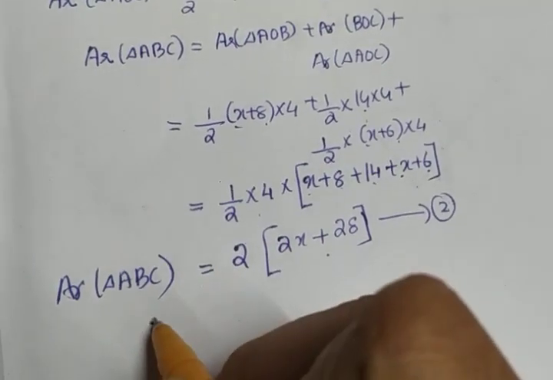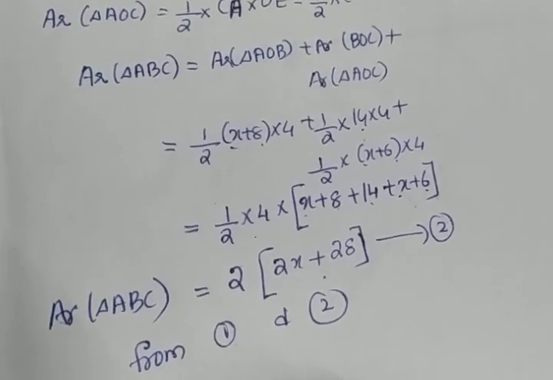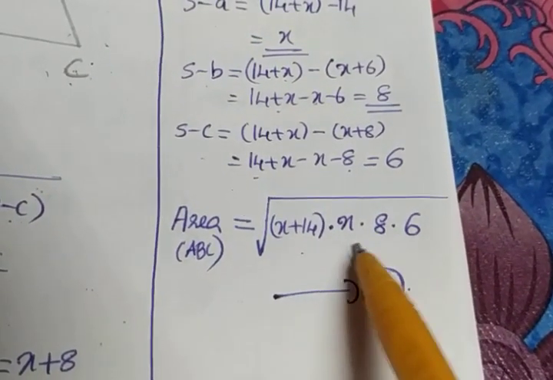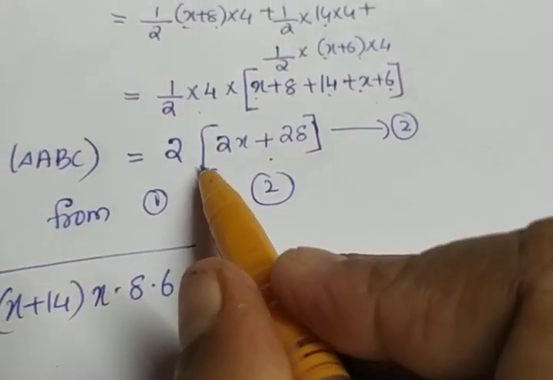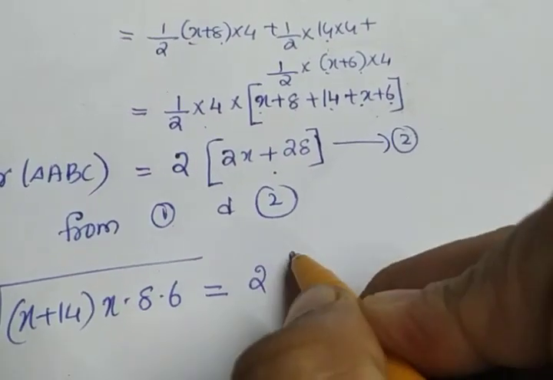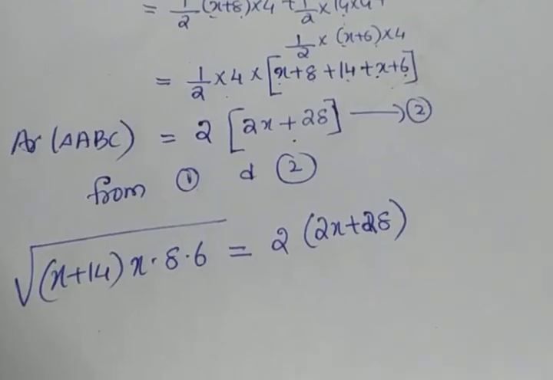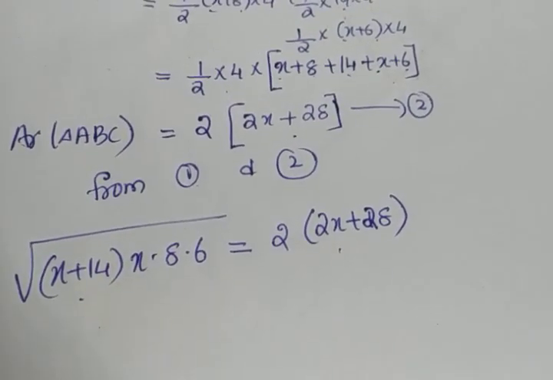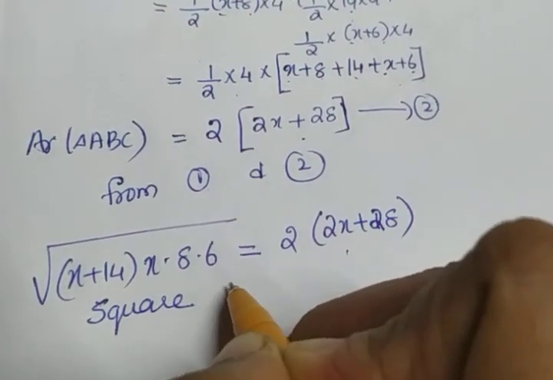So from 1 and 2 we can say that, what was the area which we got in the first equation? The area which we got in the first equation is square root of (x plus 14) into x into 8 into 6, isn't it? And in the second equation we got the area as 2 into (2x plus 28). Okay, on the left side there is a square root and on the right side there is no square root. To avoid the square root, what we can do is we can square both sides.